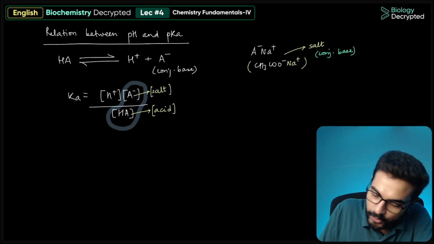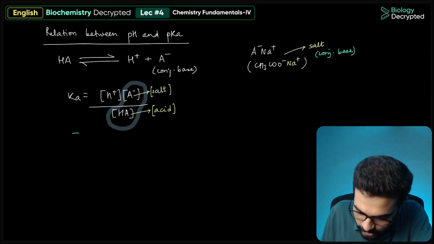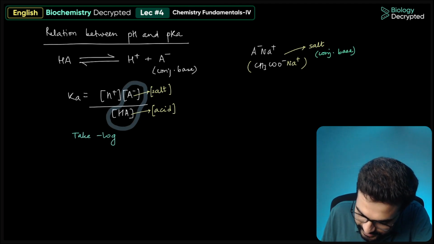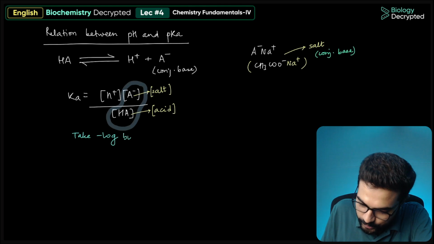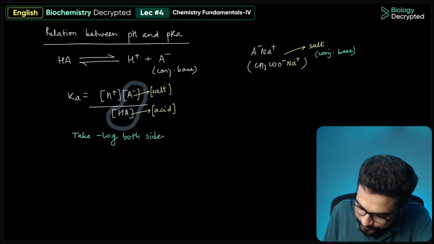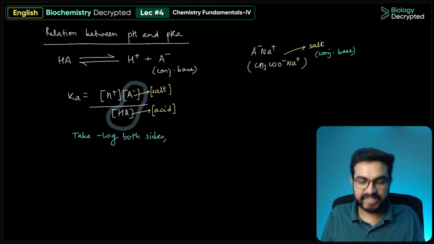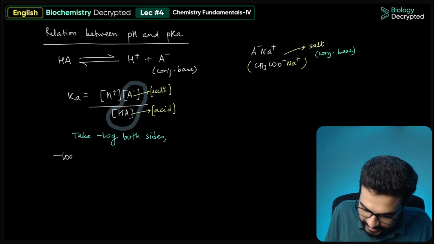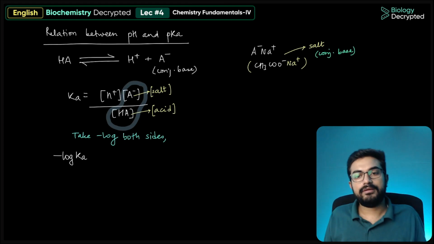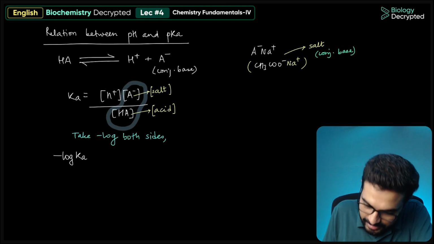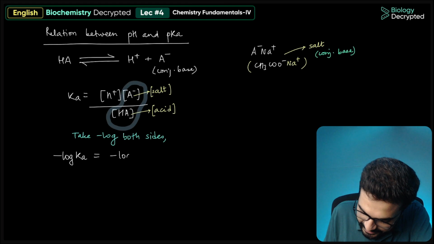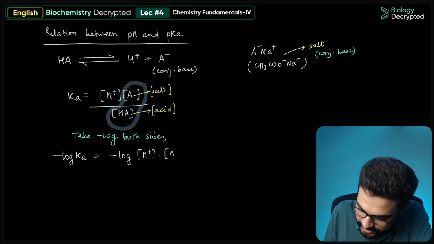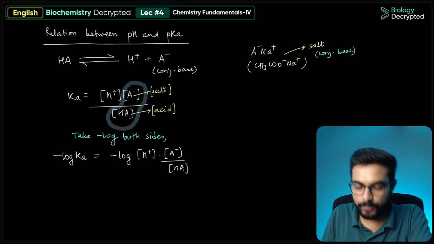Now, let's do an important thing. Let's take the negative logarithm on both sides. We'll take negative log on both sides, and what will we get here? We'll get negative log of Ka, and on this side we take negative log of this whole term, that is negative log of H+ into A- by HA.